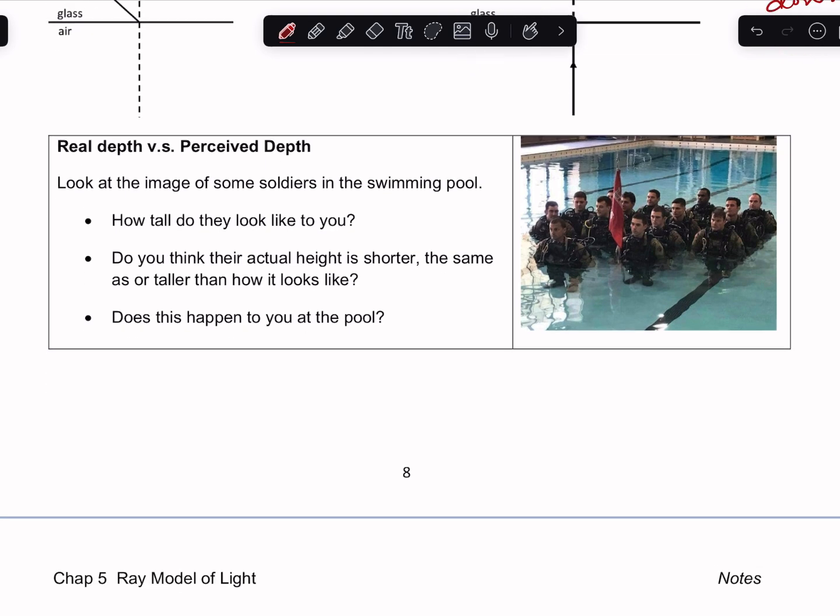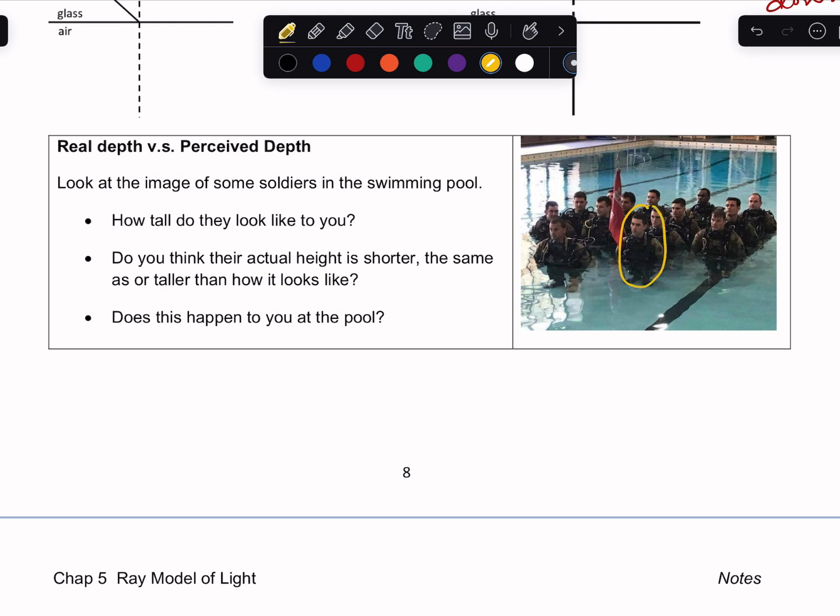Next, we want to look at what we call real depth versus perceived depth, or apparent depth. This is something that we did in the lab. So look at the image of these soldiers in the swimming pool. How tall do they look to you? Do you think their actual height is shorter, the same, or as tall as how it looks? Which means, do you think this man is this tall? Okay, does this happen to you at the swimming pool?